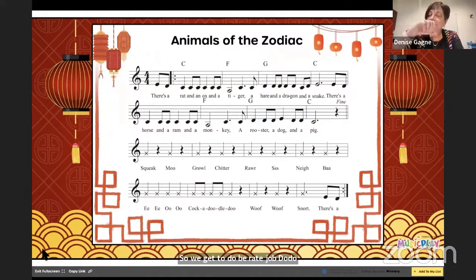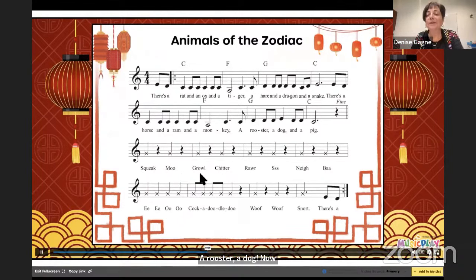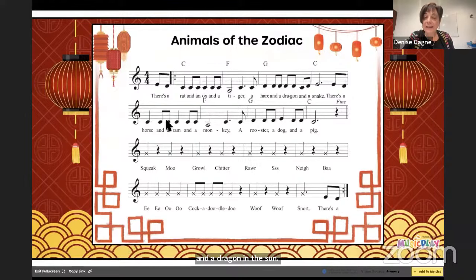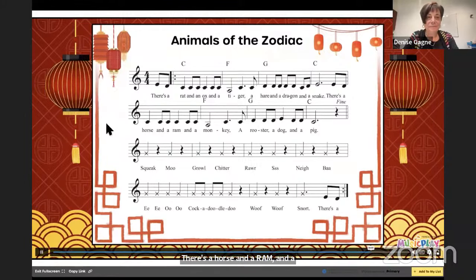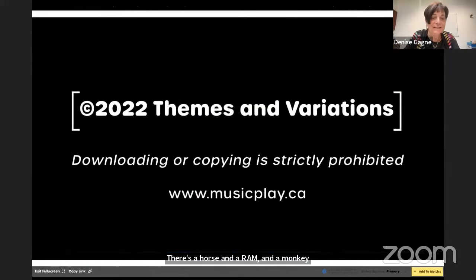A hare and a dragon and a snake. There's a horse and a ram and a monkey. A rooster, a dog and a pig. Now come the animal sounds in the order. Doodle-doo, woof, woof, snap. There's a rat and an ox and a tiger, a hare and a dragon and a snake. There's a horse and a ram and a monkey, a rooster, a dog and a pig.